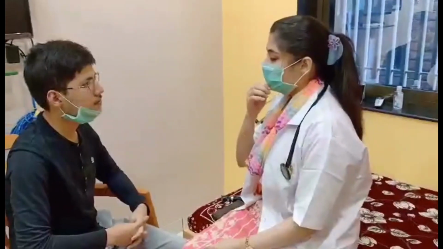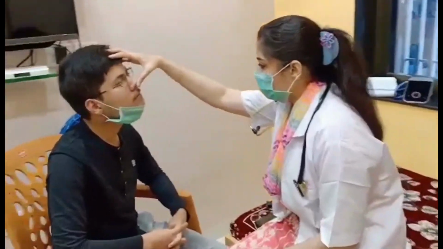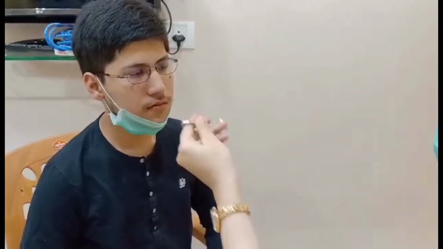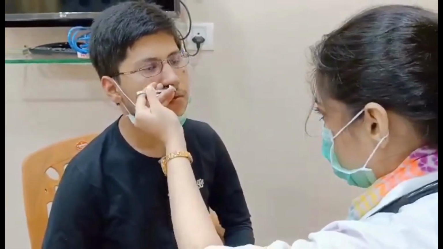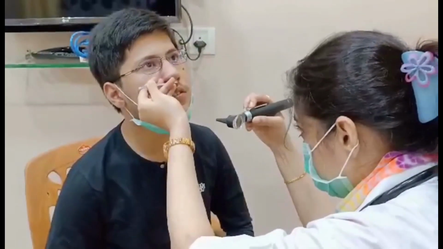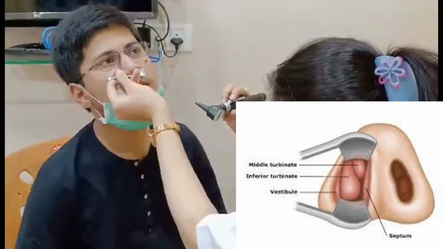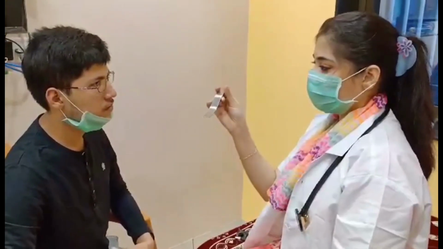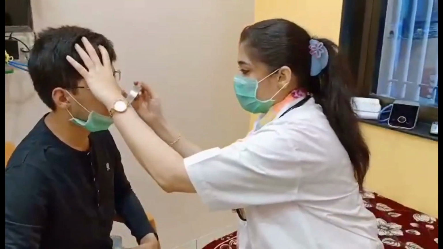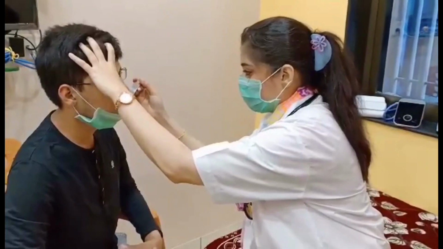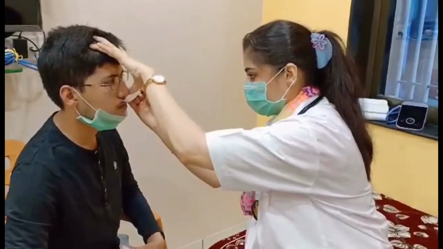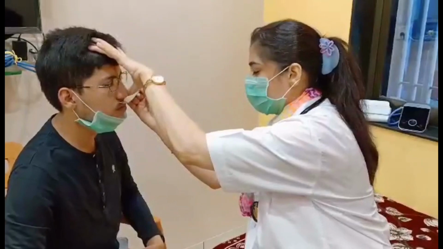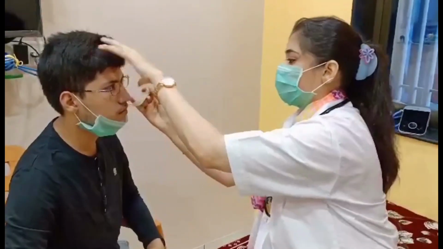First, I'm going to check for any abnormality or any mass in the nasal cavity. Then I'll go for the anterior rhinoscopy. This is the nasal speculum. I'll introduce it in your nasal cavity. Now I'm going to check for nasal obstruction. This is a tongue depressor. I'll occlude one nostril like this, and I'll check for the misting of the tongue depressor.